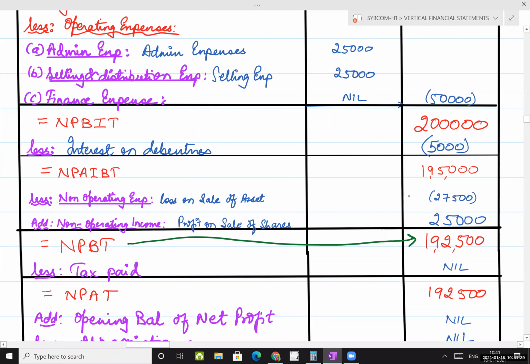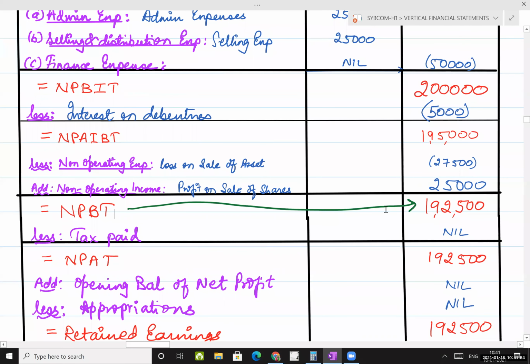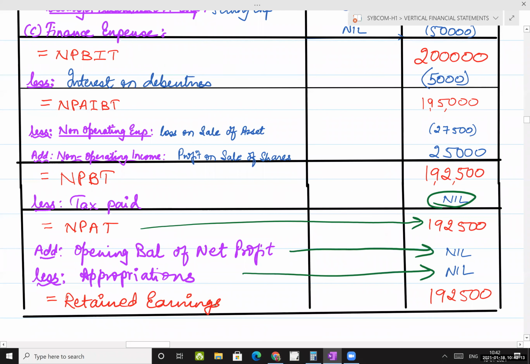Make a habit of writing figures in minus in bracket. ठीक है? Make it a habit of writing it in bracket. Less taxes paid. Income tax paid नहीं दिया है, so nil. So I'll get net profit after tax. Add opening balance of net profit, नहीं दिया है, nil. Appropriations भी नहीं दिया है, nil. So this is my retained earnings. ठीक है?